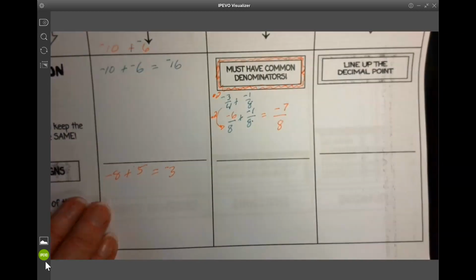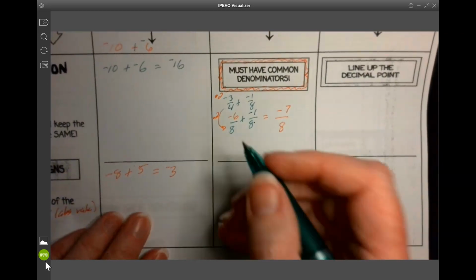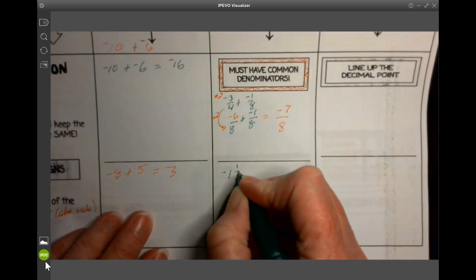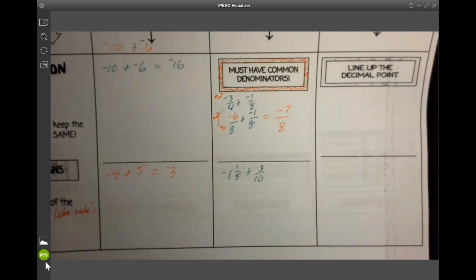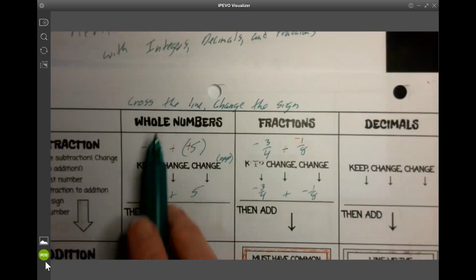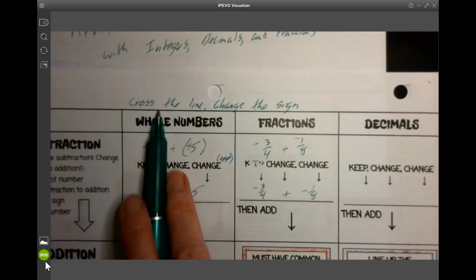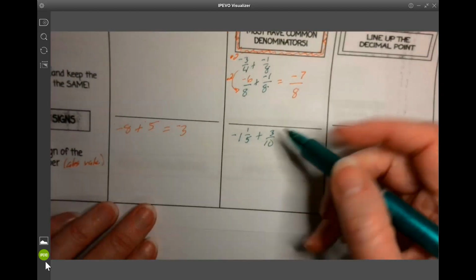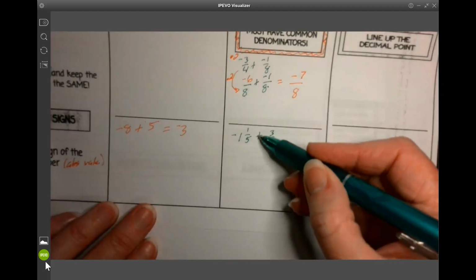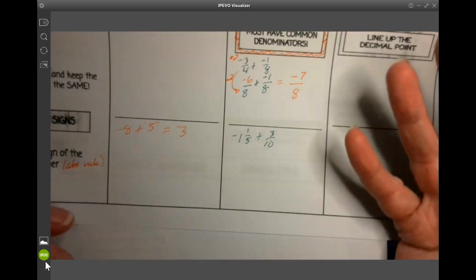Different signs. Oh, let's throw in one on different signs down here. I have a negative 1 and 1/5 plus 3/10. Now, I want to point out something right here. Cross the line and change the sign. If I don't have a line to cross, I can't cross the line, so therefore I can't change the sign. So look down here. This is already crossed. I have a plus sign. I can't cross it. I can't do anything but add.